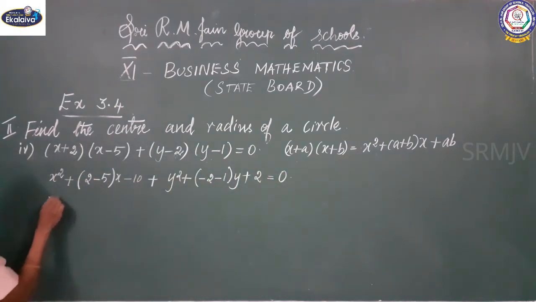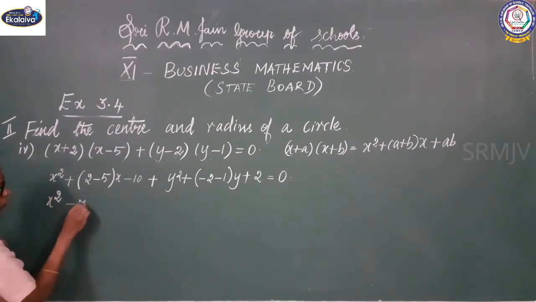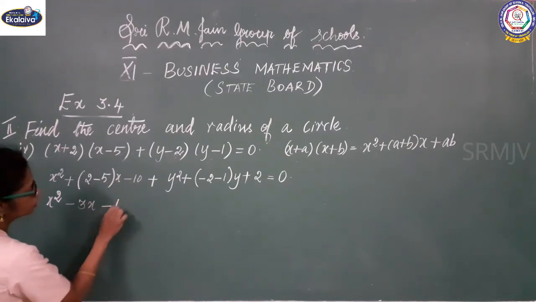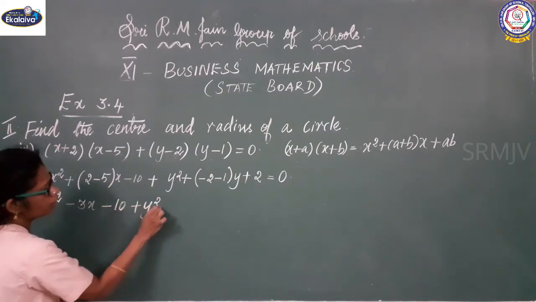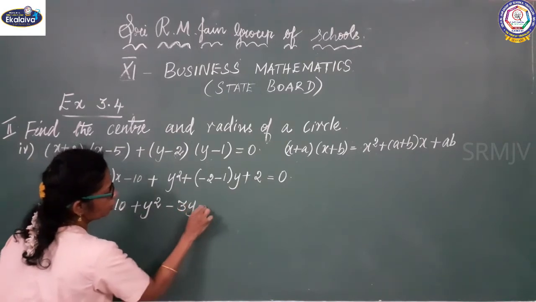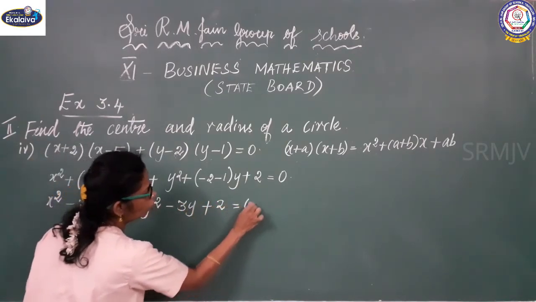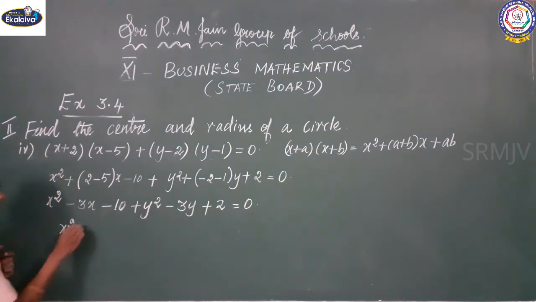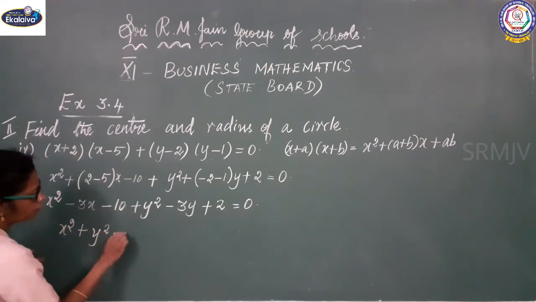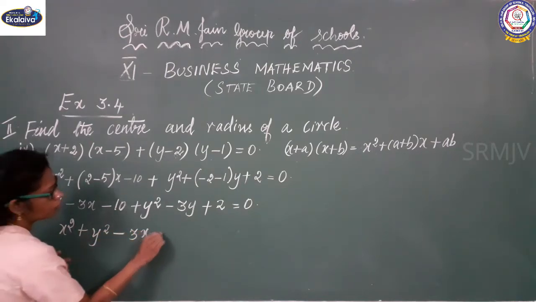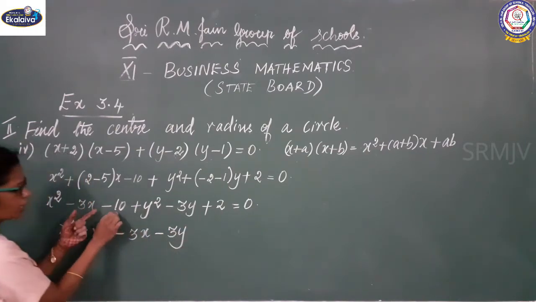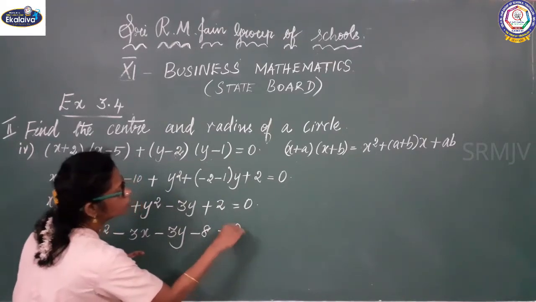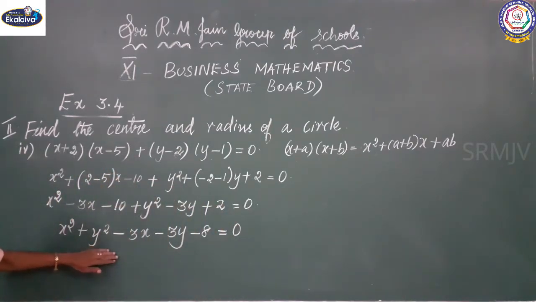Now x² - 3x - 10 + y² - 3y + 2 = 0. You are going to rearrange the format: x² + y² - 3x - 3y - 10 + 2, so it becomes minus 8, equal to 0. This is your given format.